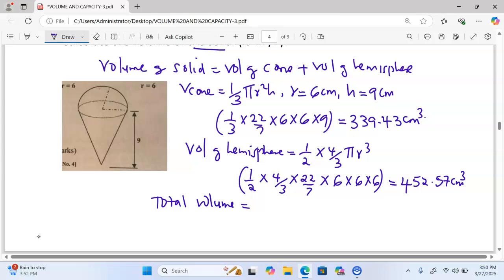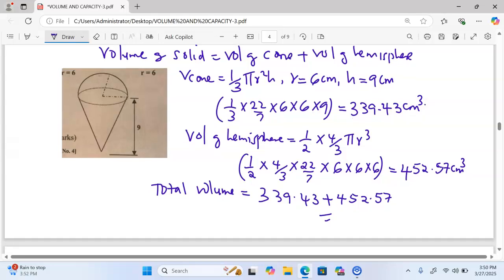To get the total volume, it is going to be equal to the volume of the cone, which is 339.43, plus the volume of the hemisphere, which is 452.57, and this gives us a total of 792, that is 792.0 centimeters cubed as the volume.